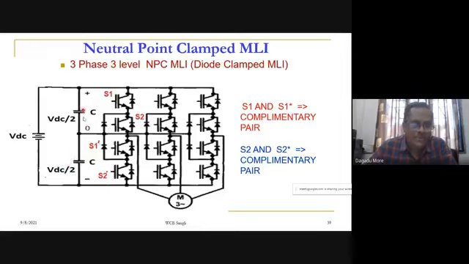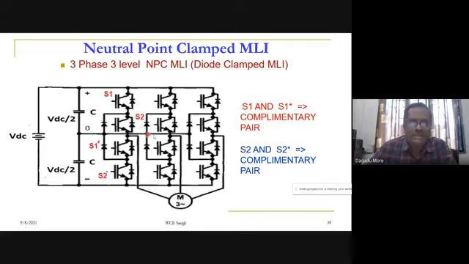So we are using two capacitors, so capacitor 1 will have a voltage of half of VDC, so it will be VDC by 2, and the other capacitor is also VDC by 2. And the center point, which is the neutral point, you can clamp through a diode. These diodes we can call clamping diodes, and they are connected in between the switches S1 and S2. Similarly, between S1 dash and S2 dash, another diode is connected.